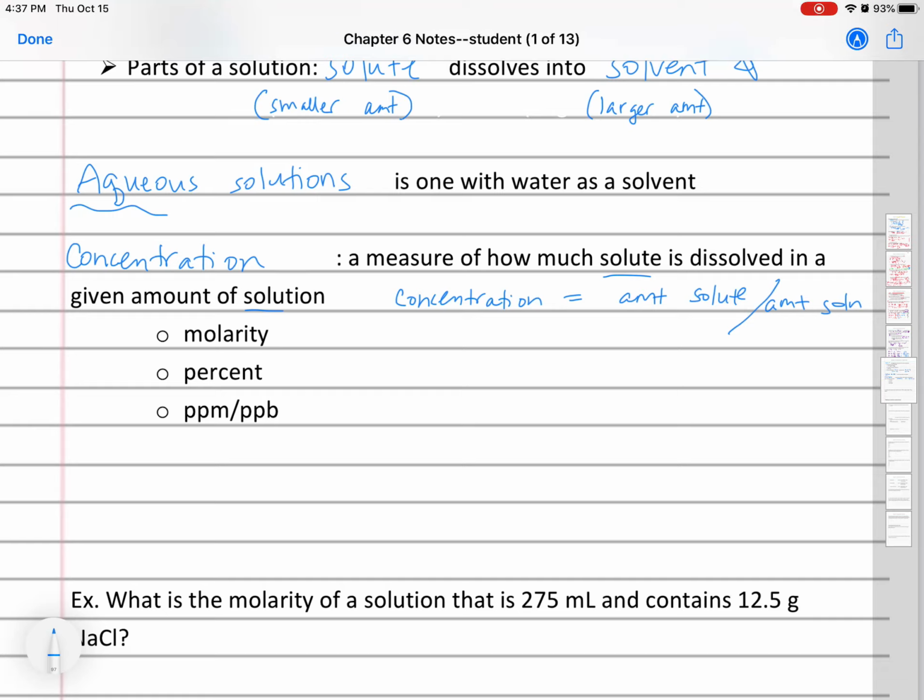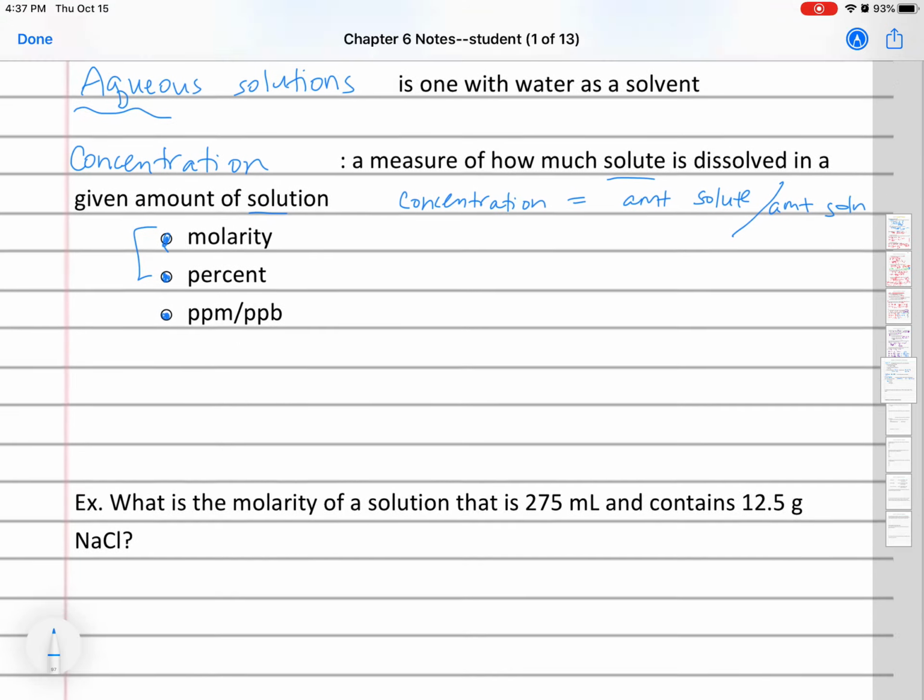Because of that, there are many different concentration units, or ways of measuring concentration. The three most common ones are molarity, percent, so we can do percent mass and percent volume, and parts per million or parts per billion. We're going to walk through the math of calculating these. They are by far the most common.